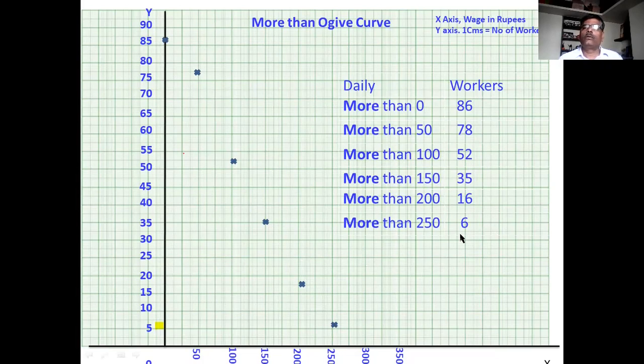This is the more than frequency curve. Then you draw the graph. This is called the ogive curve. It is the more than ogive.